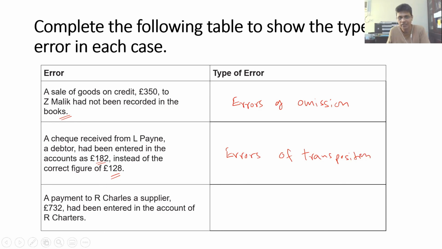Last one. Bhashini unfortunately did not join. Okay. A payment to R. Charles, a supplier, 732 had been entered in the accounts of R. Charters. Shenara. Errors of commission. Very good. So you understood the topic, right? Okay, errors of commission. Very good.